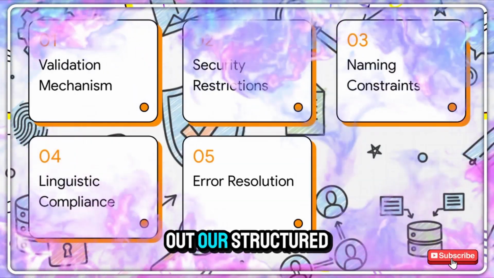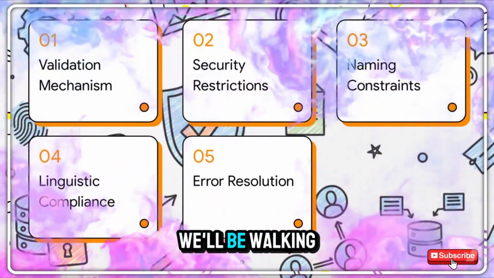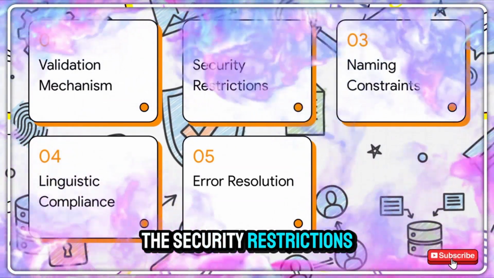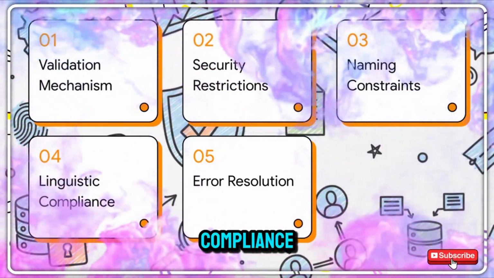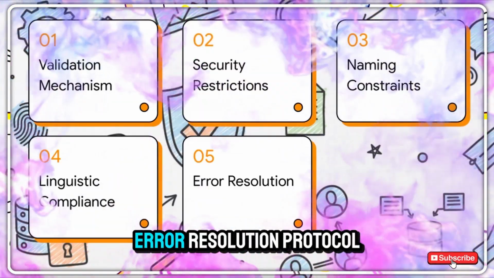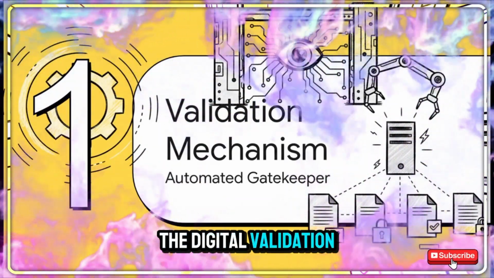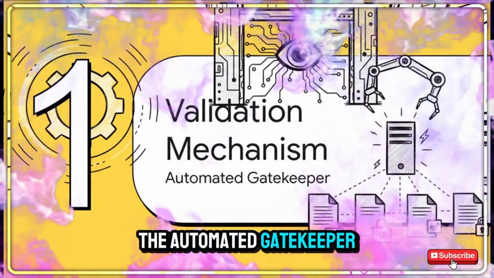Okay, let's map out our structured analysis for today. We'll be walking through the digital validation mechanism itself, the security restrictions, naming constraints, linguistic compliance, and finally, the error resolution protocol. Starting with Section 1, the digital validation mechanism, the automated gatekeeper.